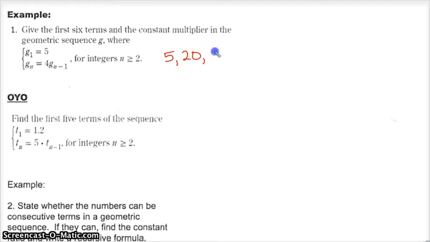20 times 4, which is 80. 80 times 4, which is 320. 320 times 4, which is 1280. And then 1280 times 4 is 5120. There's my first 6 terms of the sequence. And again, I'm just multiplying the same number each time.